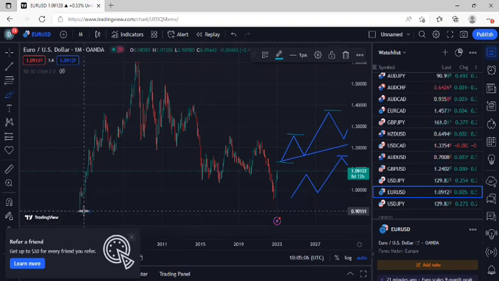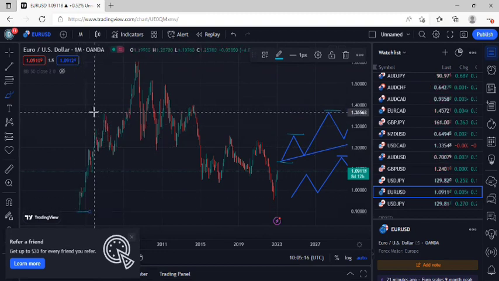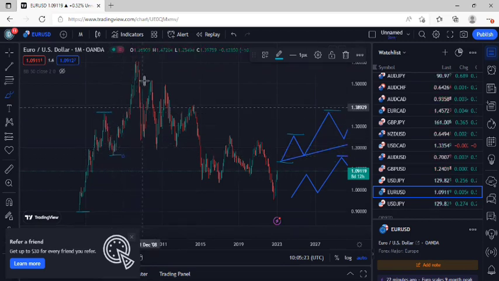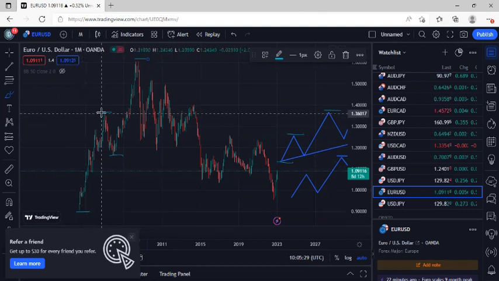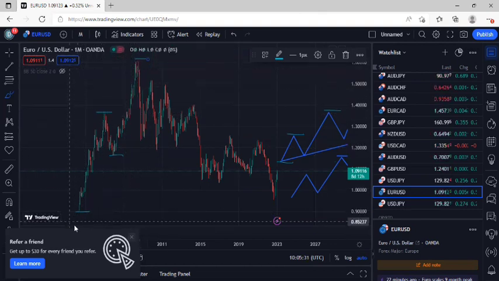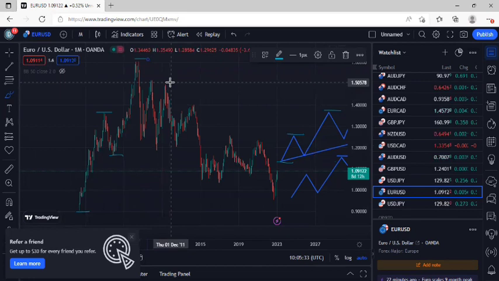We start from the beginning, from the left. Then you look at the first low. This is a higher low. Then this is a higher high. We have another higher low here, then we have another higher high. So the moment you have higher low, higher high, higher low, higher high, then we have an uptrend. So this market now is in an uptrend.